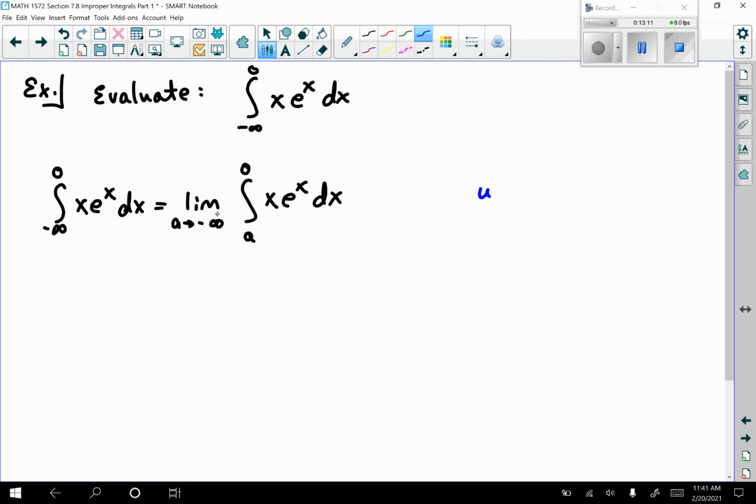Actually, I mean integration by parts because we have a product here. So we're going to let u equal x, and then dv is going to equal e to the x dx. So then du is equal to dx, and v is equal to e to the x. So again, we're going to rewrite this.